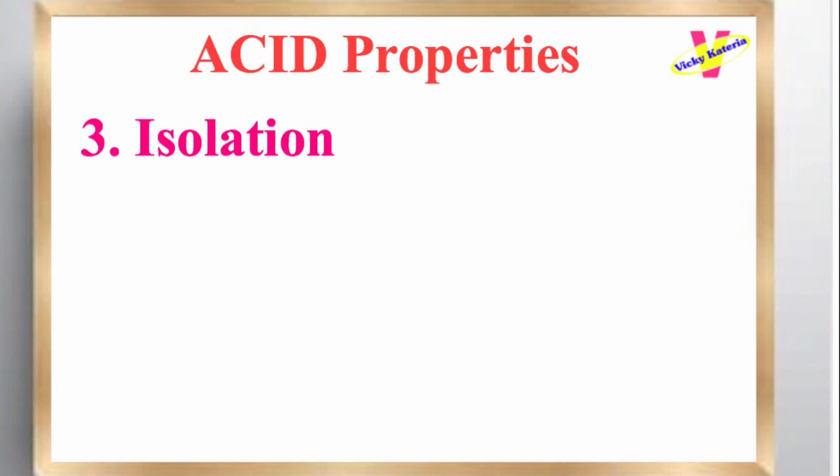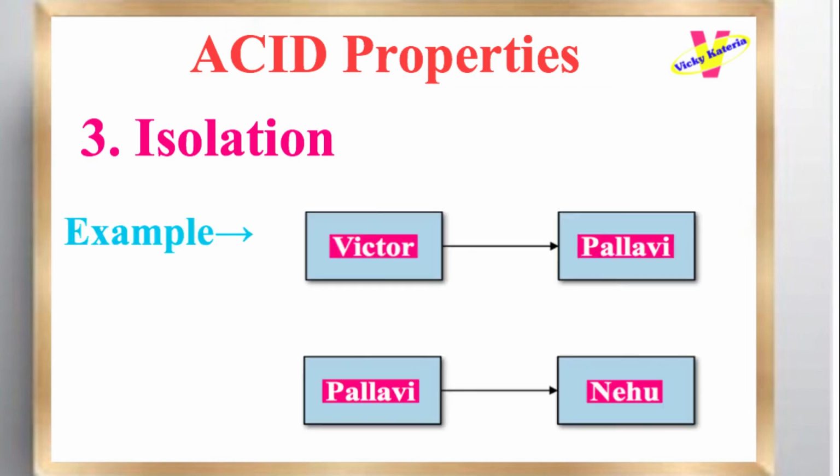Isolation. If you are performing multiple transactions on the single database, operation from any transaction should not interfere with operation in other transaction. The execution of all transactions should be isolated from other transaction. Example. If there is any other transaction between Victor and Pallavi going, it should not make any effect on the transaction between Pallavi and Nehu. Both the transactions should be isolated.